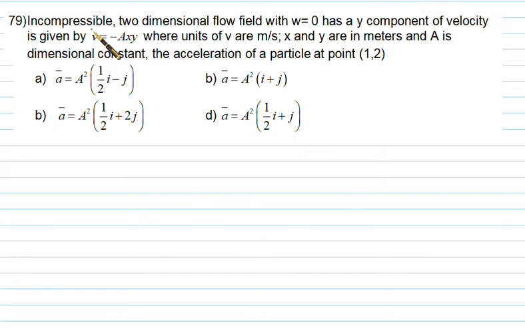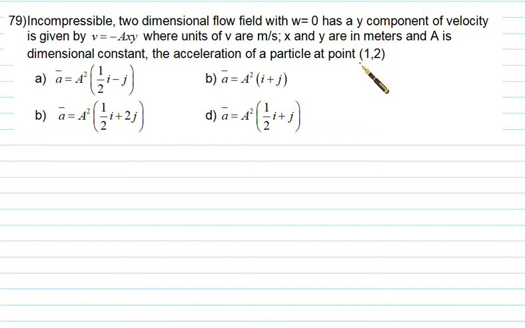And in case of incompressible flow, we have divergence equal to 0, that is del u by del x plus del v by del y equal to 0. Using this, first you have to find out the missing component u. Once you do that, then you have to calculate the acceleration of a particle at point (1, 2).